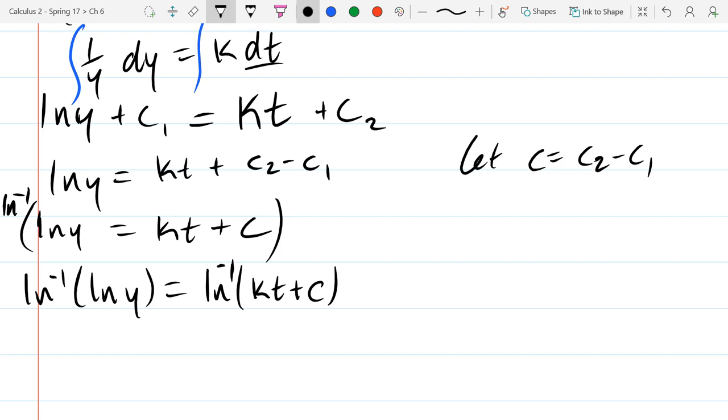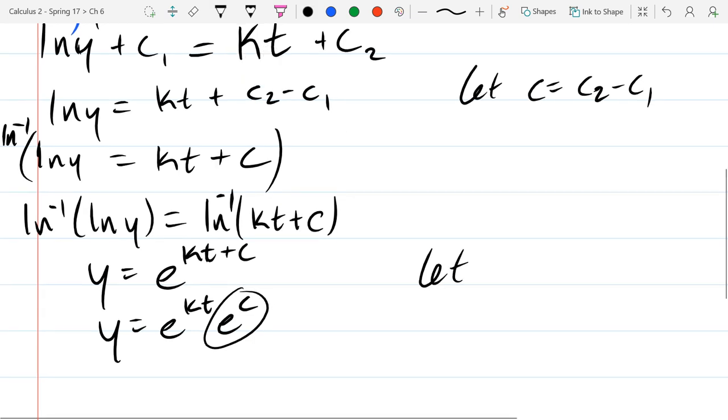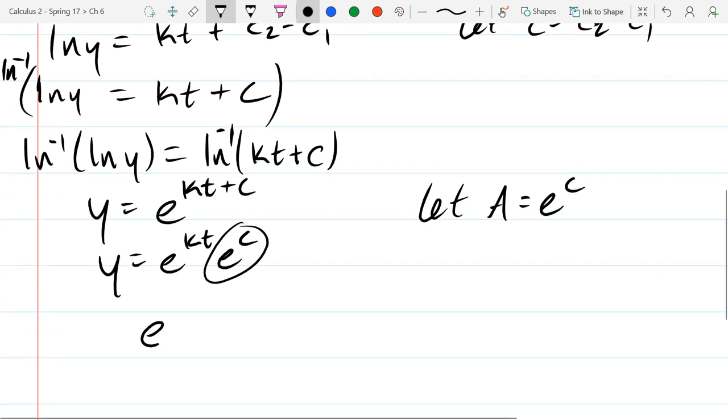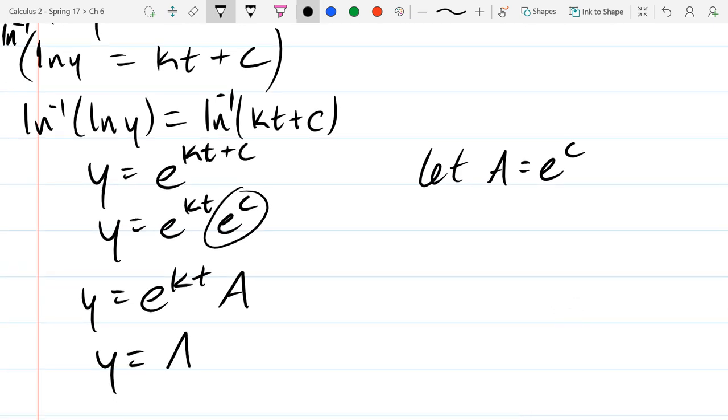Okay. So left side cancels, that's why we did it. Right side is e to the kt plus c, which I can rewrite as e to the kt times e to the c. And let's look at e to the c another time. E to a constant is just another constant. We'll call it C3. Actually, they use the letter capital A for some reason. And we like to put our coefficients first. A e to the kt, we'll write it like that.